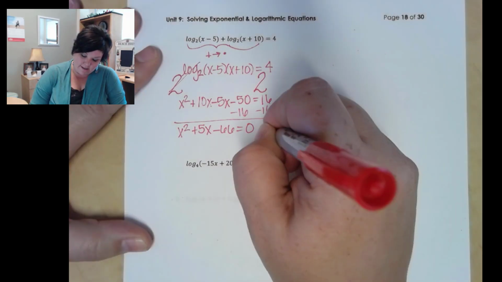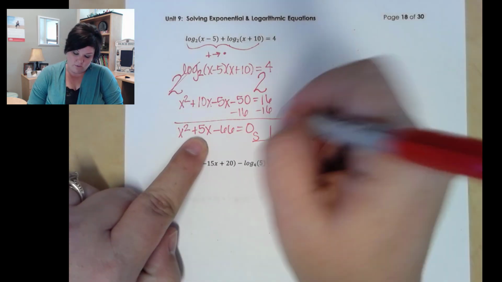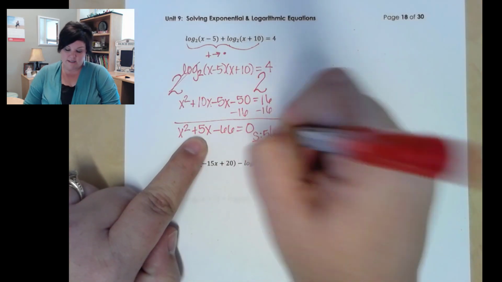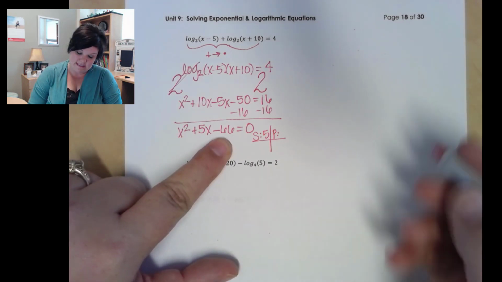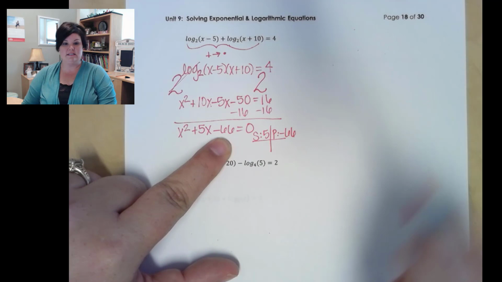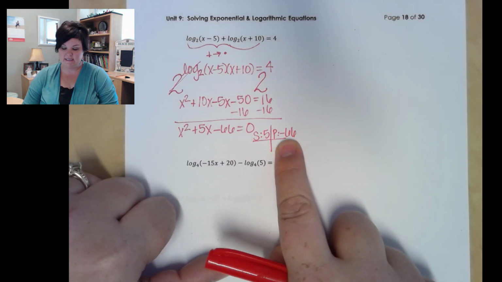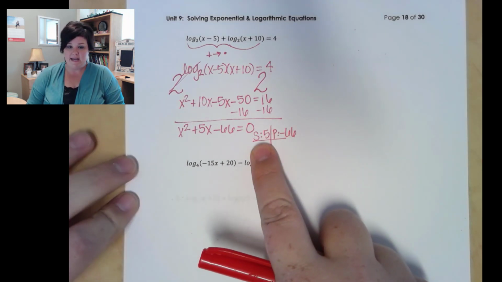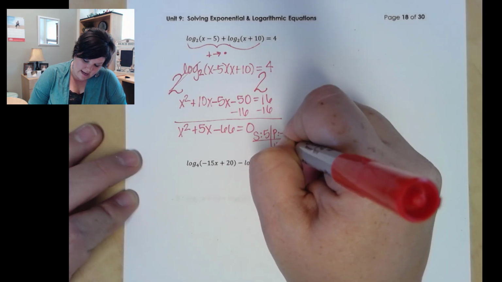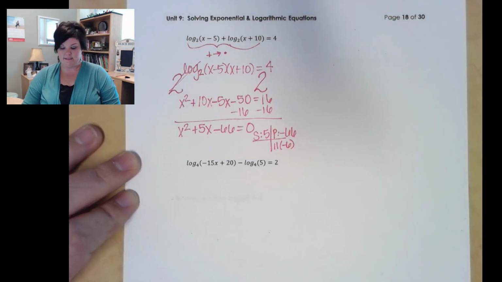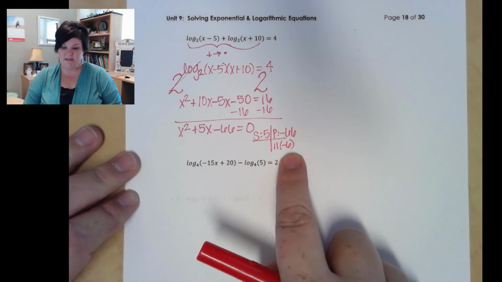So I'm going to look at sum product. My sum is my middle coefficient, which is a 5. And my product is my first coefficient, which is a 1, times my last coefficient, which is negative 66. So that gives me negative 66. So I'm looking for numbers that I can multiply to get negative 66 that I can combine to get 5. And I can actually use 11 and negative 6, right? Because 11 minus 6 gives me 5. 11 times negative 6 gives me negative 66.